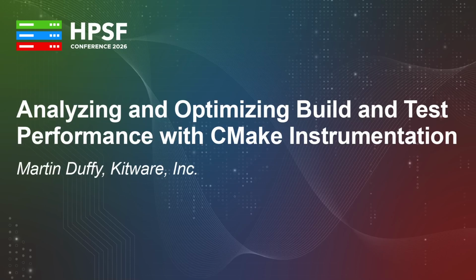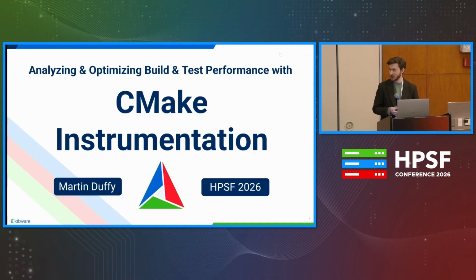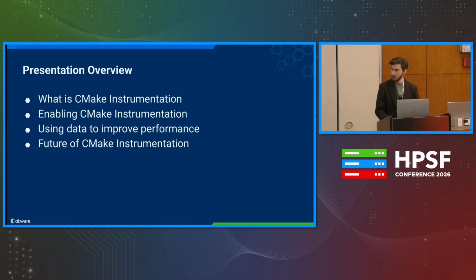Hi, I'm Martin. I'm a research and development engineer at Kitware, and I'm talking about CMake Instrumentation, which is this new CMake feature, which is intended to provide data about the timing and performance of your builds and tests, and hopefully provide that in a way which is useful, and you can make decisions to create performance improvements for your CMake projects.